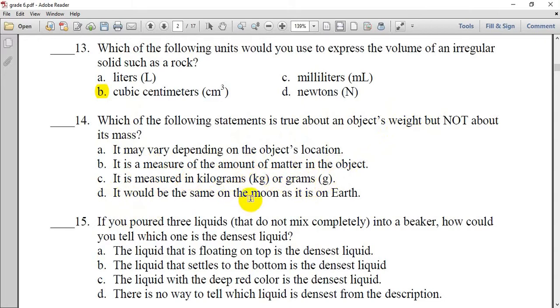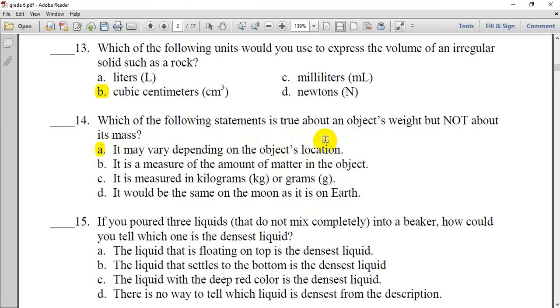It would be the same on the moon as it is on the earth. The mass also stays the same on the moon and on earth. So the three here, they all are true about mass, not weight. And in this question, we need to find out something which is true about weight. So the only true thing about weight is letter A, that it may vary depending on the object's location. The weight changes by changing the location.